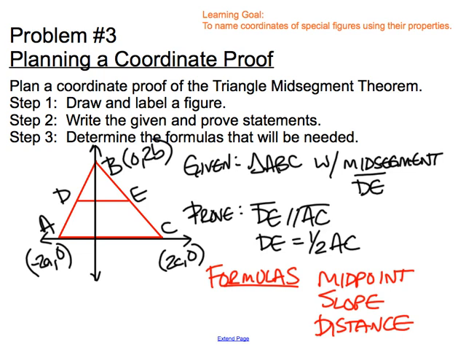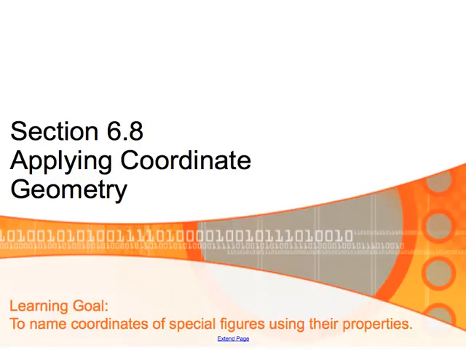So here we have a drawn and labeled figure. We have the given and prove statements, and we've determined the formulas that will be needed to complete this coordinate proof. We will complete this coordinate proof in section 6.9, but until then, this is as far as we need to take this problem. That concludes section 6.8, applying coordinate geometry. We now know how to name coordinates of special figures using their properties.